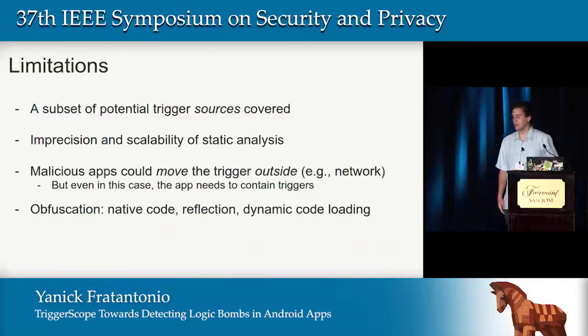Of course, we do have some limitations. The first one is that we can only support, as of now, a subset of potential trigger sources. As I said, we support time, location, and SMS related, but there are many other ways to implement a trigger, for example, environment-related triggers and stuff like this. We are currently working on extending this, but the current prototype doesn't support these other sources.